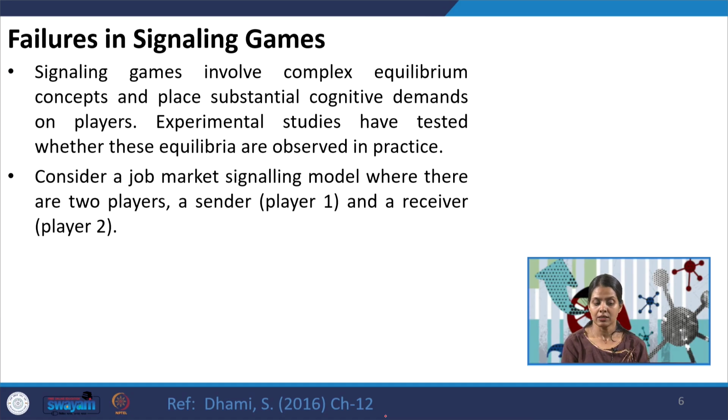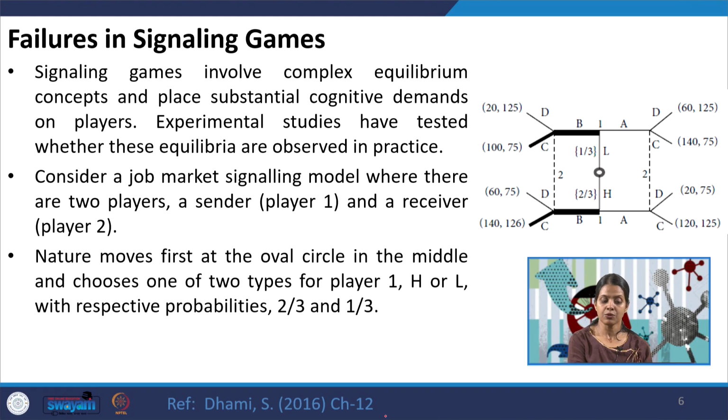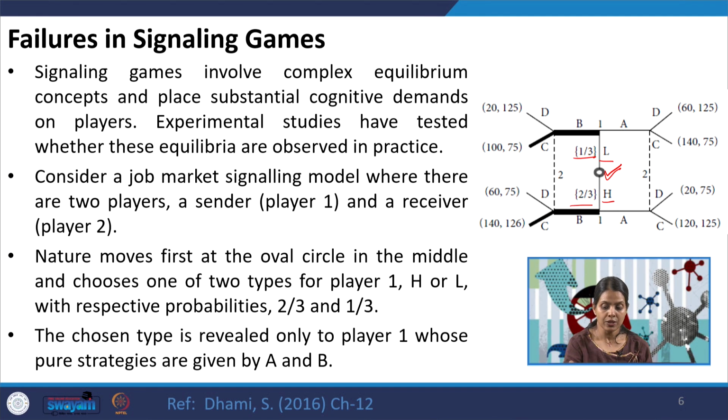Consider a job market signaling model where there are two players, a sender, which is player 1, and a receiver. Basically player 1 sends the signal, player 2 is the receiver. This is how a signaling game may look. First of all, nature moves first at the oval circle in the middle and chooses one of two types of player 1, H or L, with respective probabilities 2/3 and 1/3. Who is going to play is randomly chosen by nature, some outside entity.